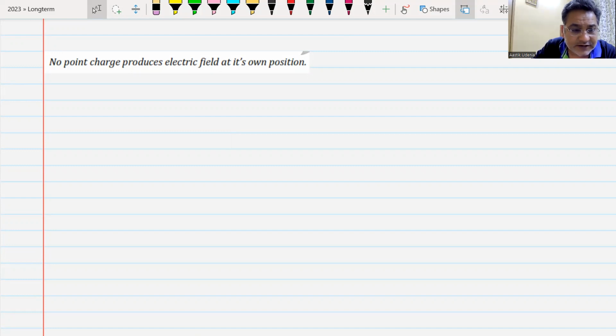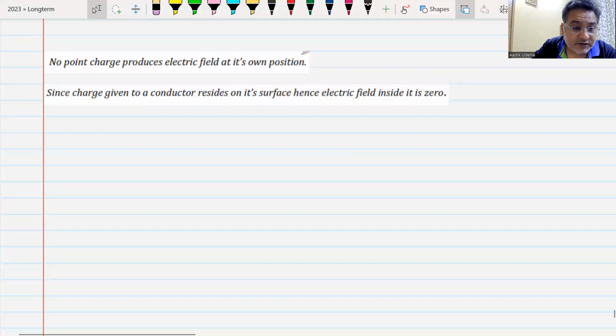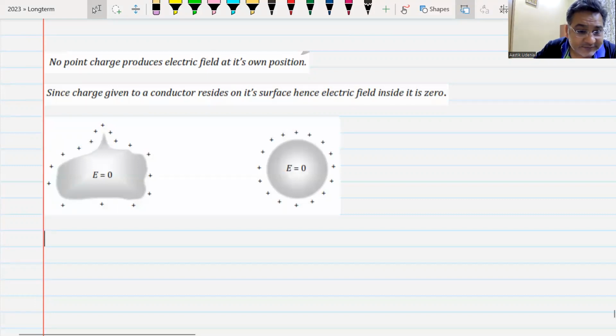So wherever it is sitting, it is not producing any electric field at that particular point. Any charge which is given to a conductor will always come on the outer surface of the conductor, and therefore the electric field inside the conductor will be 0. Do we understand this?